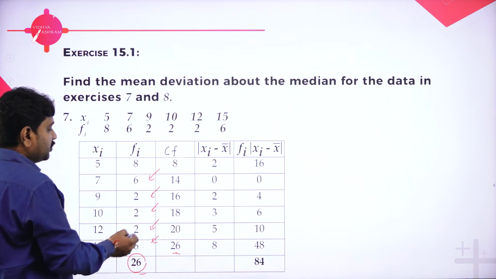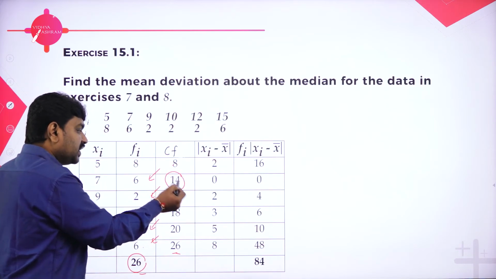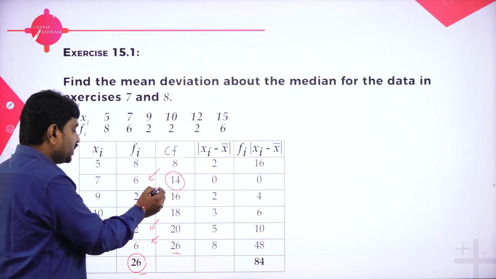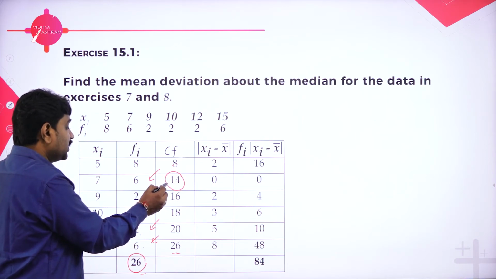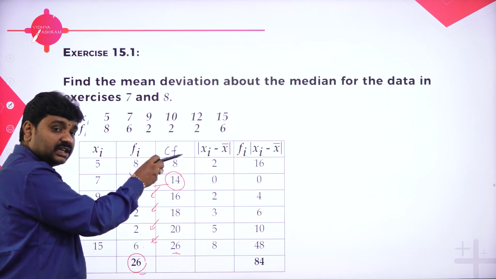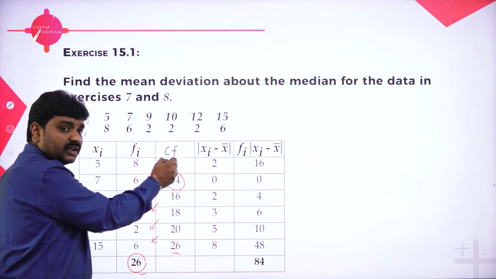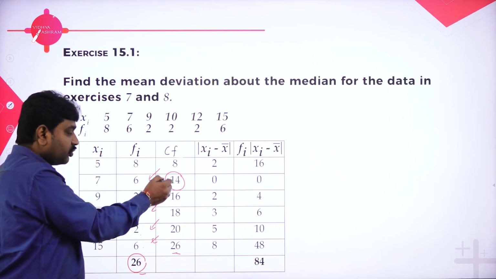The 13th observation means, inside the cumulative frequency, this is 8, this is 14. Your 13 and 14 both are inside this. So the 13th observation means in the cumulative frequency, where is 13? In the 8 row, we don't have 13. 14 means 13 and 14 are here.